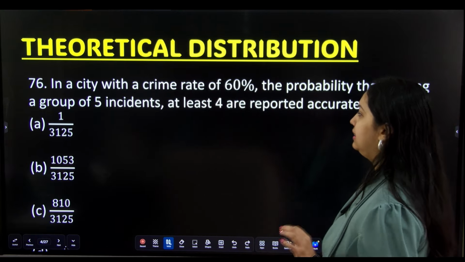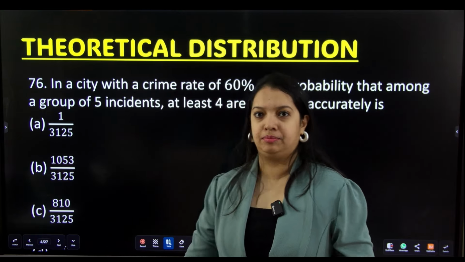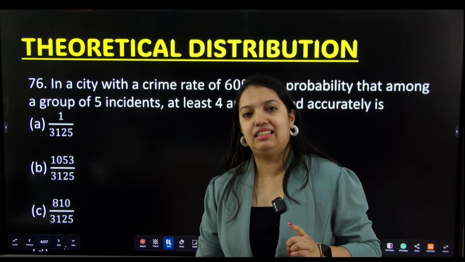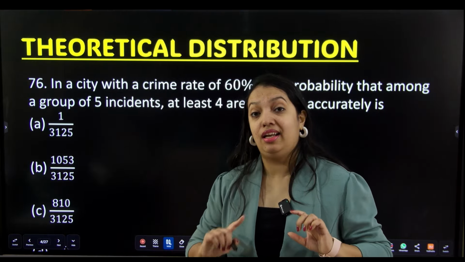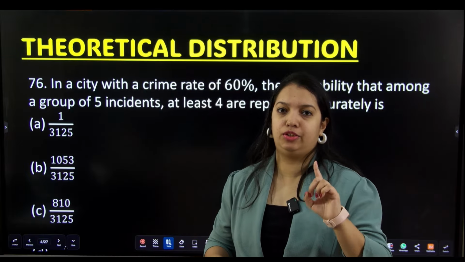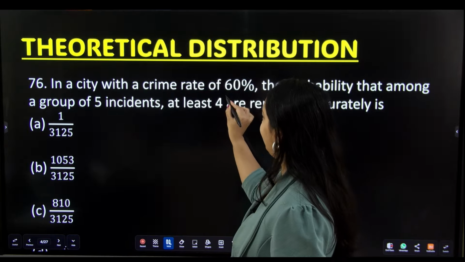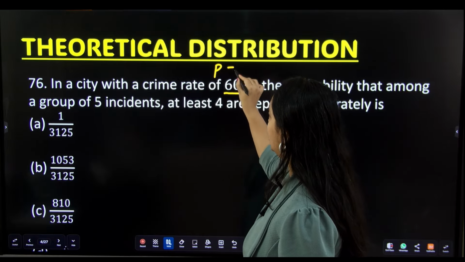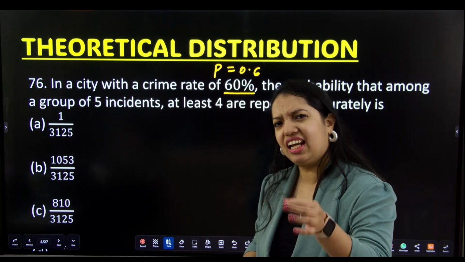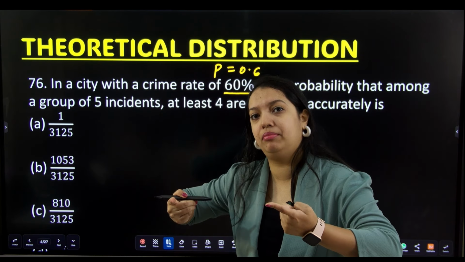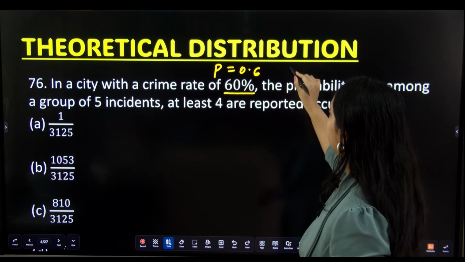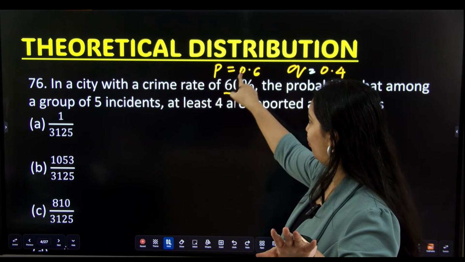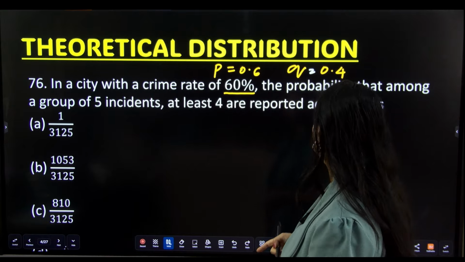Next, in a city with crime rate of 60%. Any coins related question, crime rate related question, either that will be binomial distribution. If n is very large, we convert that into Poisson distribution. Now they have given 60 percentage. That means they have given me p value 0.6. Crime rate is 60%, non-crime rate will be 1 minus p. We take that as q value 0.4. I hope everyone understood, 1 minus p value 0.4.